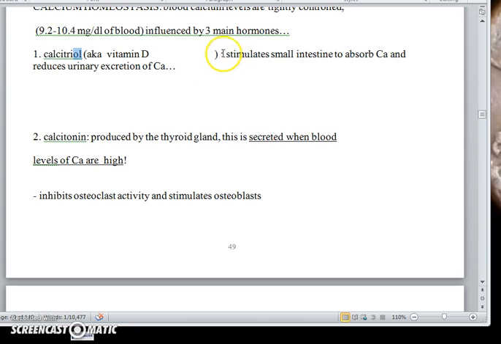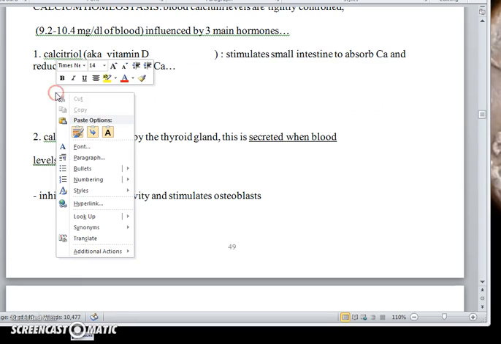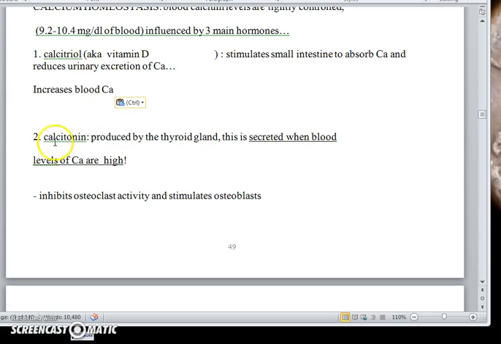But remember that we were talking about rickets a little while ago. Those kids that can't absorb calcium. Calcitriol allows you to absorb calcium out of your food. So here's what you want to write down here. If you're absorbing it out of your food, you're putting it into your blood. So this is going to increase blood calcium levels. And if you've got plenty of calcium in your blood, you can put plenty of calcium in your bone. You ain't going to get rickets if you're a kid.